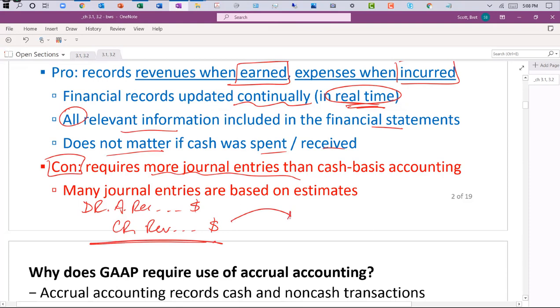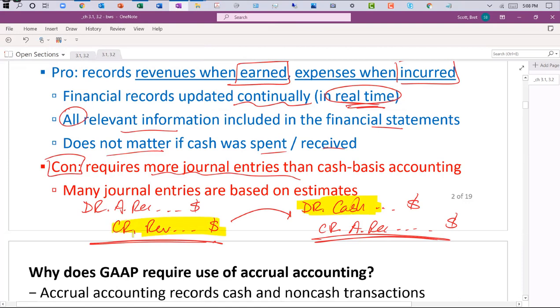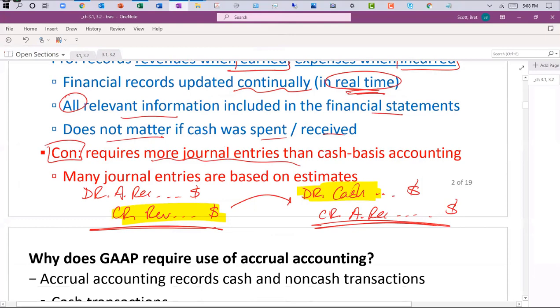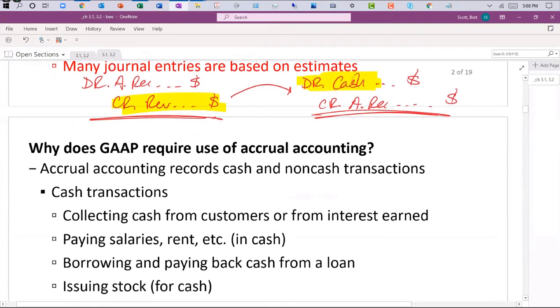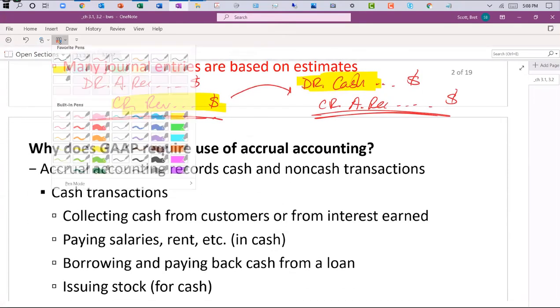Later on, when we collect the cash, we would credit away the account receivable. We would no longer have that amount owed to us from customers, and we would show a debit to cash for the amount we expect to see. Accrual basis accounting would require us to do two journal entries, whereas cash basis accounting requires essentially only record cash and the revenue when the cash is received. Therefore, only one journal entry. So yes, accrual accounting requires more information, but it's much more accurate.